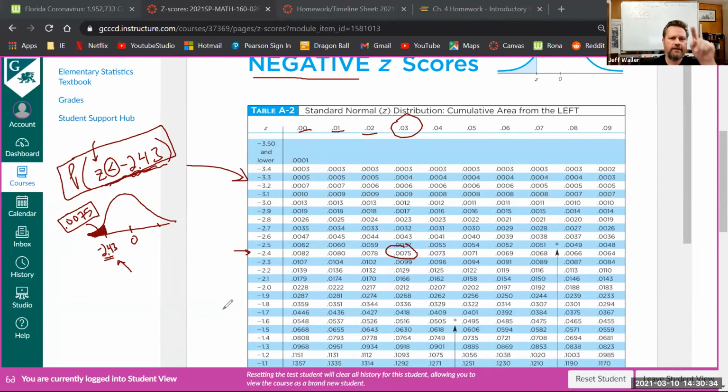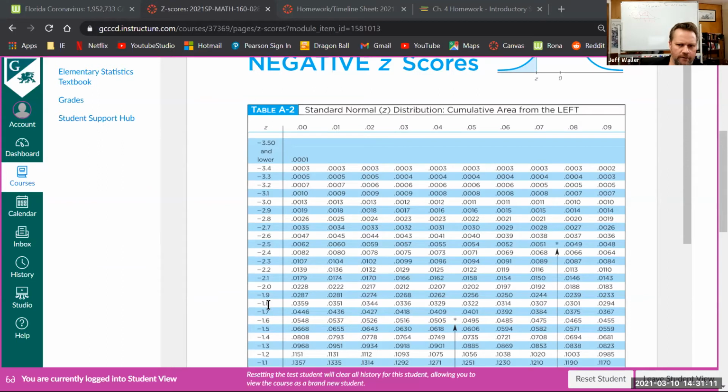So if you took a test and your z-score was negative 2.43 and the grades were normally distributed, that would mean that 0.75% of students scored less than you. So that would mean bad things, right? Okay. Any other questions before I delete this? Okay. I don't see anything. Here it goes. Bye.